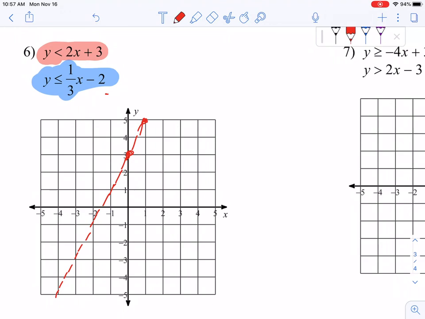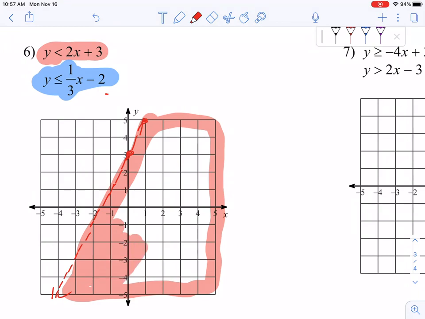And then I'm shading everything below because it is less than. So below my line is this whole region down here. Everything down here is a solution to that inequality, to my red one. Now I'm going to take a look at my blue one.